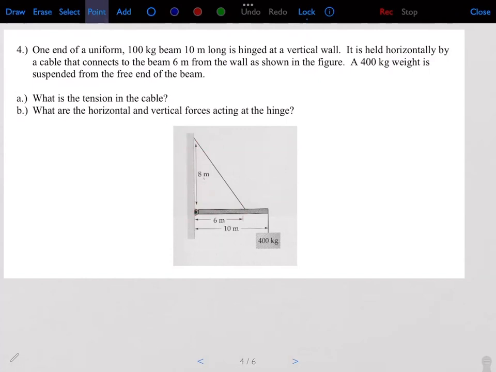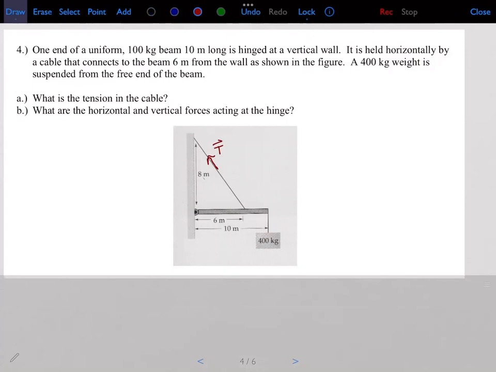And then a 400-kilogram weight is suspended from the end of the beam. So we have another force there due to that weight. The question is, what is the tension in the cable? This cable is going to be exerting a tension like this. We want to find the tension in that cable, and also the vertical and horizontal forces acting at the hinge.